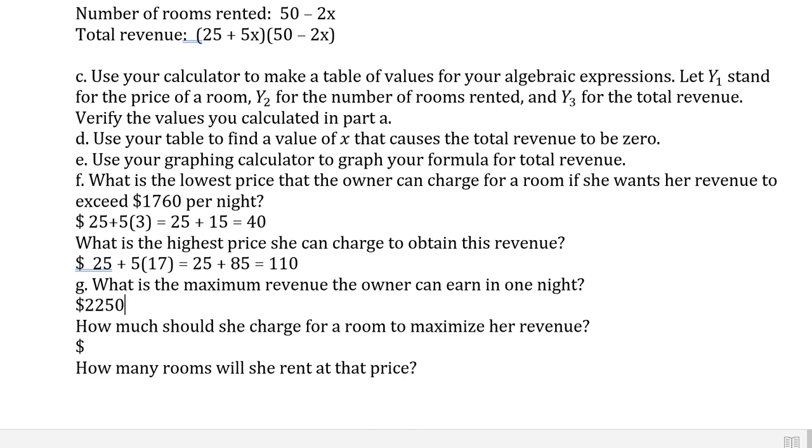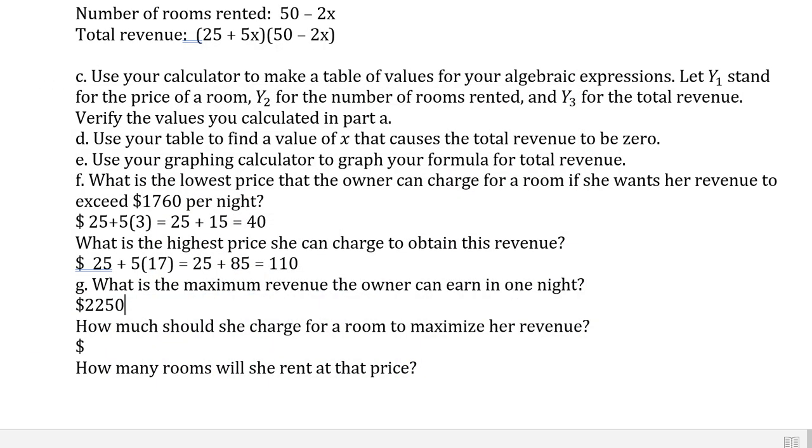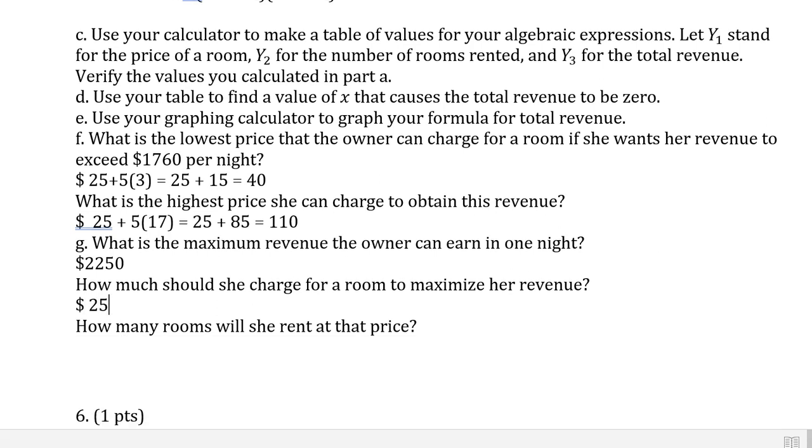Okay, and then it says how much should she charge for a room to maximize her revenue. So if you go back and notice when that occurred, that was when x is 10. So using the formula for the price of a room one more time, we have 25 plus 5 times 10, or 25 plus 50, which is $75.